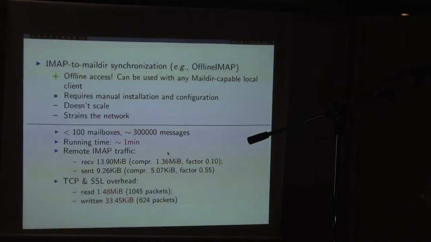This is what I mean by straining the network very badly. I have under 100 mailboxes and 300,000 messages, something like that. It takes about 1 minute to run, and the traffic is really bad: it uses 14 megabytes of network. If compression is enabled on the server side, you can bring it down to 1.5 megabytes, but it's still very much. It's not something I want to run on a train every 2 minutes, which is what I envision here.